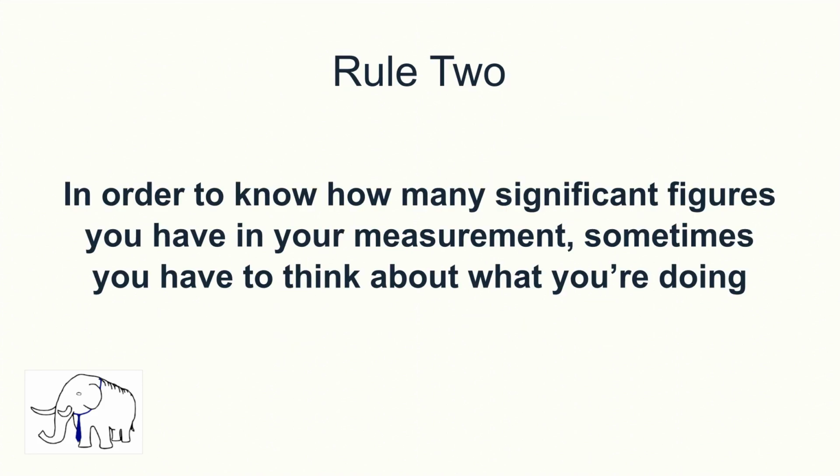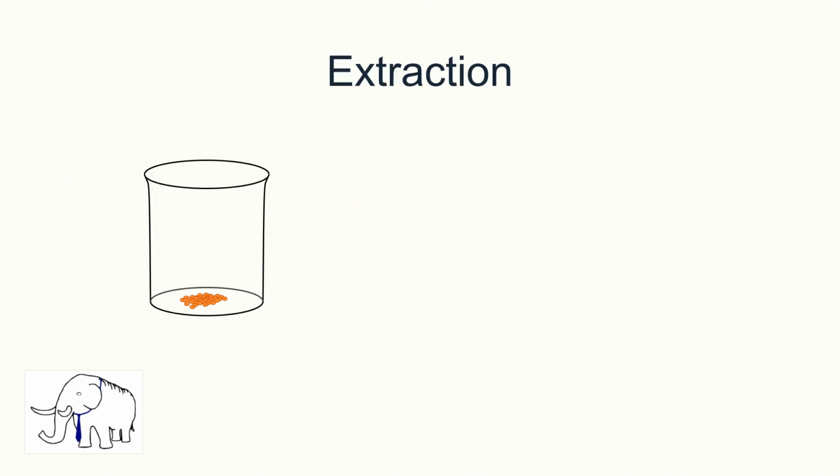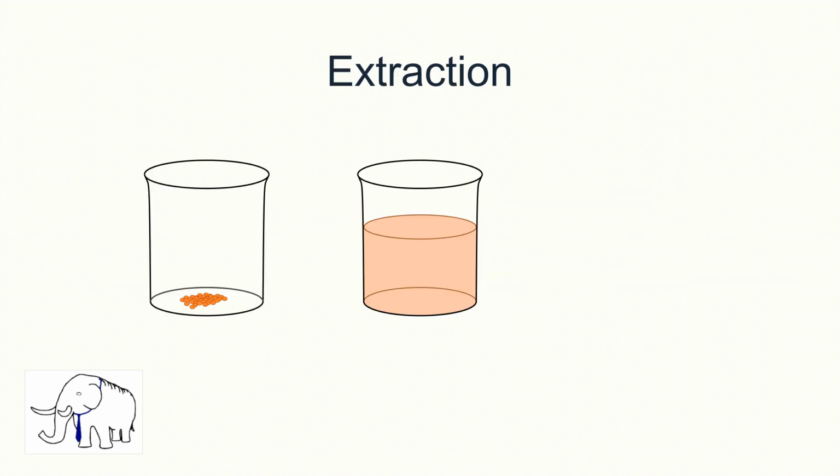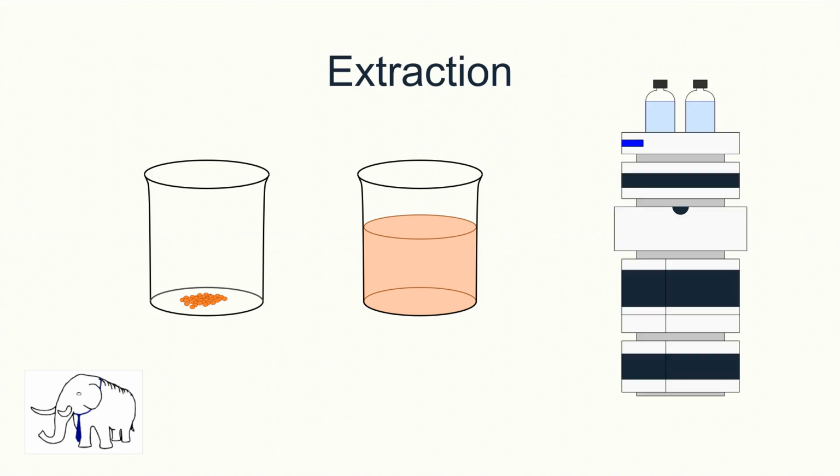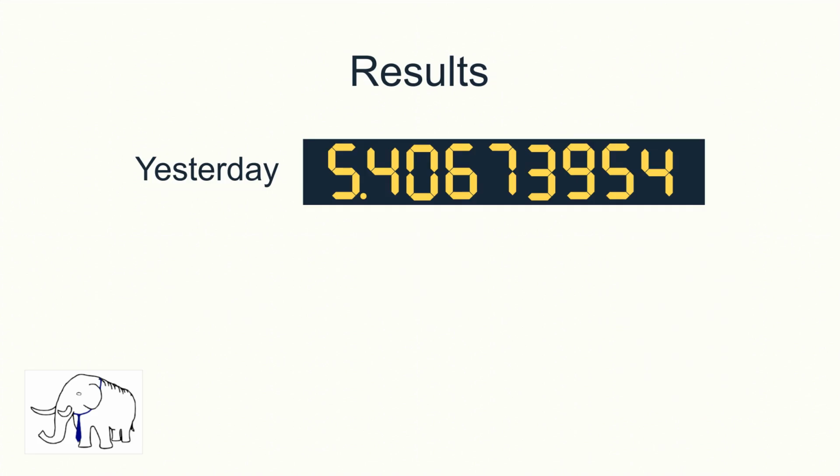Rule 2. In order to know how many significant figures you have in your measurement, sometimes you have to think about what you're doing. For example, you extract the good stuff from a sample, and then you run the extract through some instrument to tell you how much good stuff there is. Yesterday, the machine told you there was 5.40673954 milligrams per milliliter of good stuff.